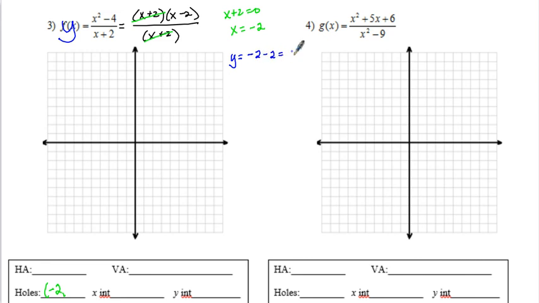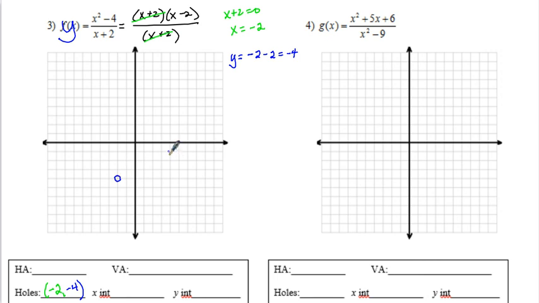So that must mean y equals negative 4. So negative 2 comma negative 4 is the coordinate of our hole. Negative 2 comma negative 1, 2, 3, 4. That's where our hole lives.